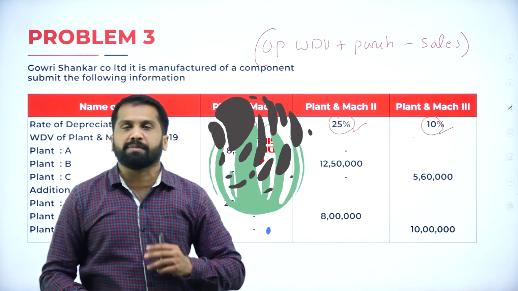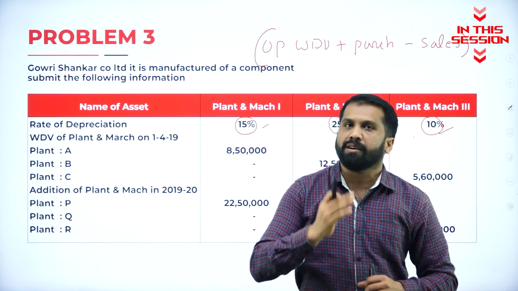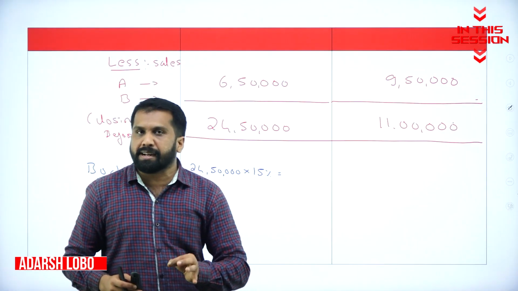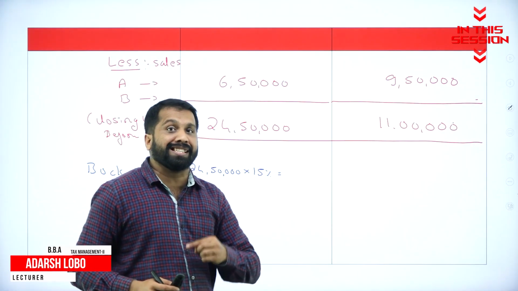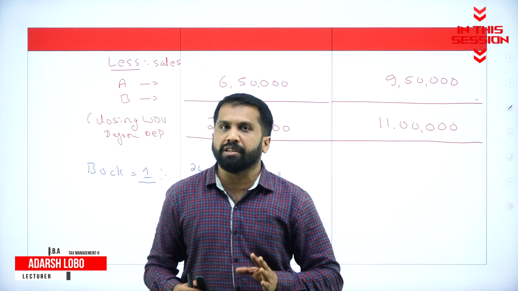Opening WDV plus purchases minus sales. This will be called as your format. In case of plant and machinery, if you purchase addition, always you should go for additional depreciation.